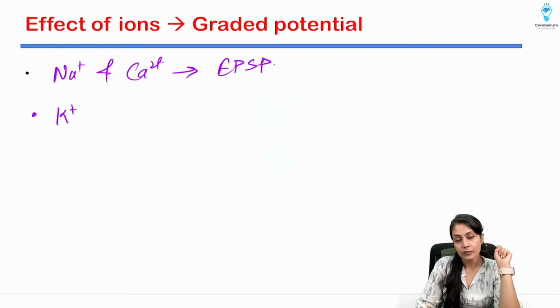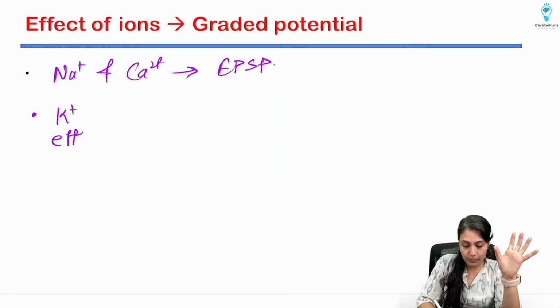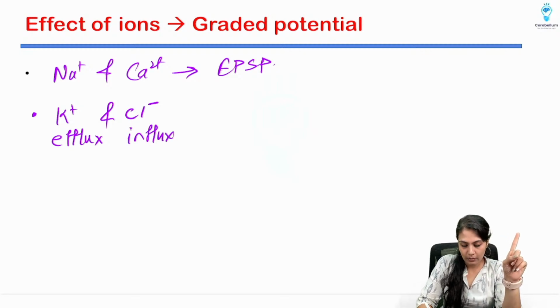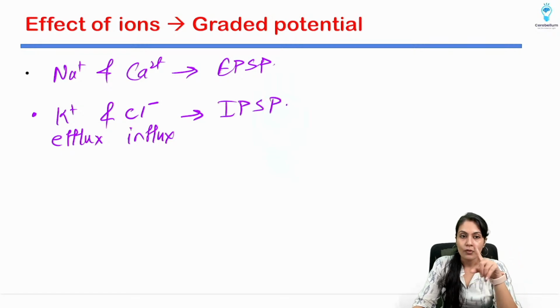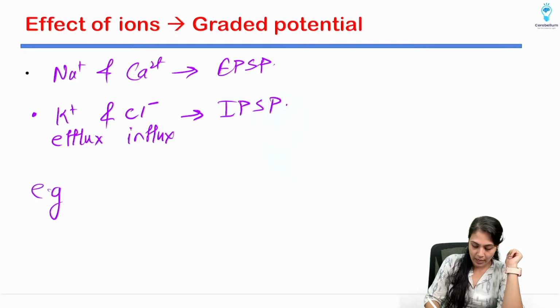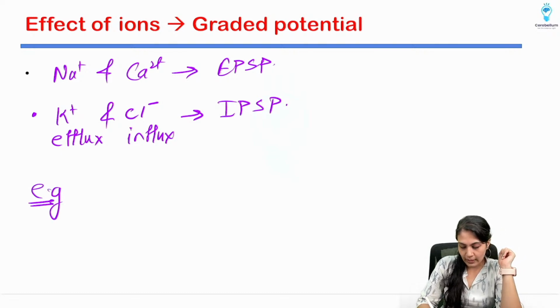And if we talk in terms of potassium, as soon as we open those channels, it is going to cause potassium efflux. And whenever we open up the chloride channel, the chloride influx will occur. Both of them are going to create IPSPs. I'm going to give one example because we don't have much time, about GABA.